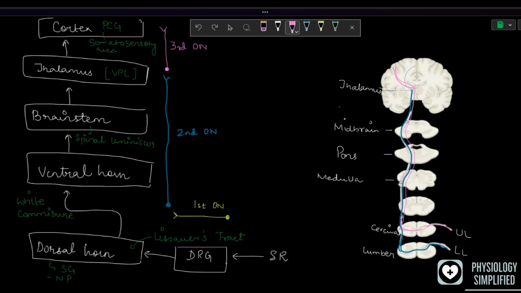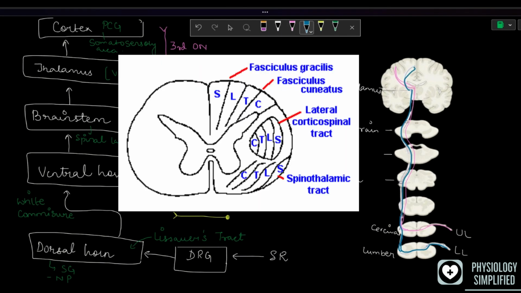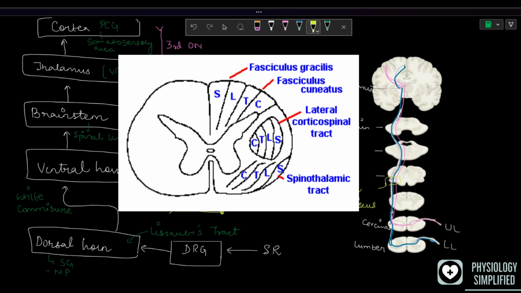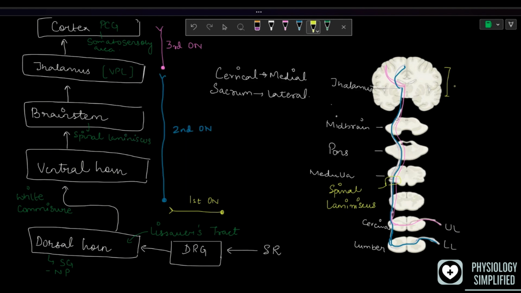The spinal cord has somatotopic organization for various spinal segments. For the spinothalamic tract, the cervical lies the most medial, whereas the sacrum lies the most lateral, which means the medial part of the spinothalamic tract will carry the sensation from the cervical region and the lateral part of the spinothalamic tract will carry the sensation from the sacral region. This orientation is really helpful in the case of spinal cord injuries.